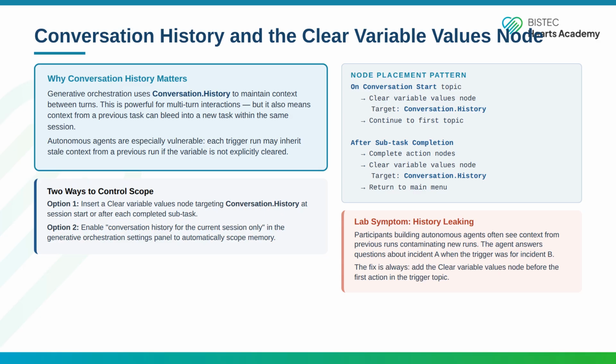Timing, 10 minutes. Facilitation tip. Demonstrate the failure first in a live environment. Run the trigger twice without the clear node and show the context bleed. Then add the node and show clean execution. The failure mode is much more memorable than the description of it.